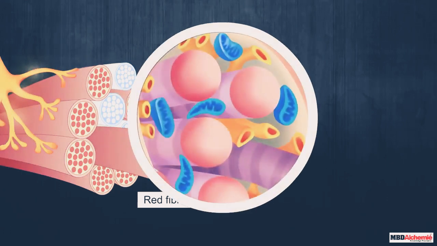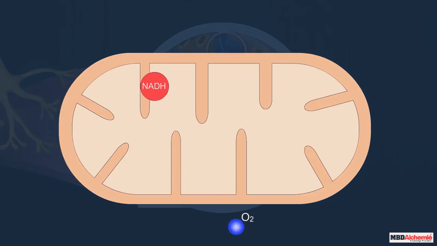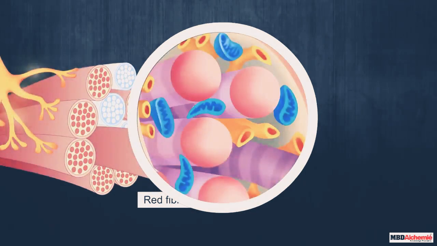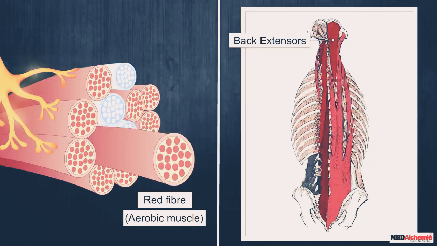The second component is mitochondria. These muscles also contain a large number of mitochondria, which can use the oxygen stored in them for ATP production. These muscles, therefore, are also known as the aerobic muscles. For example, extensor muscle on the human back.